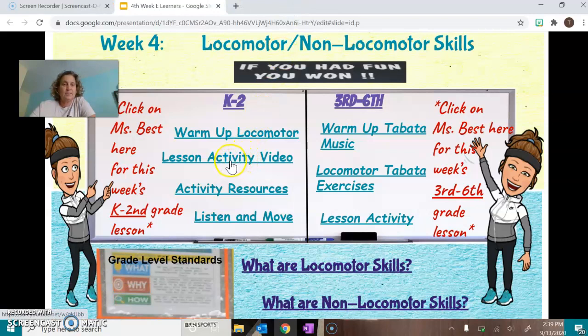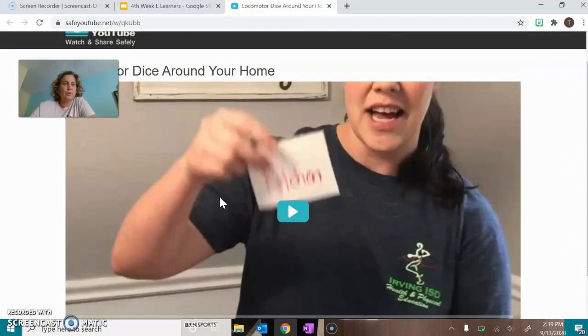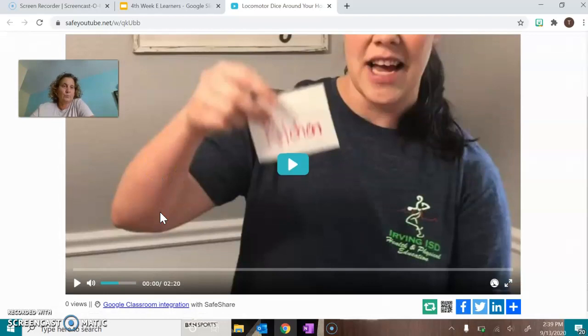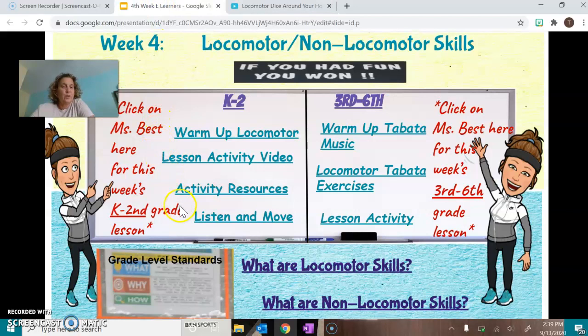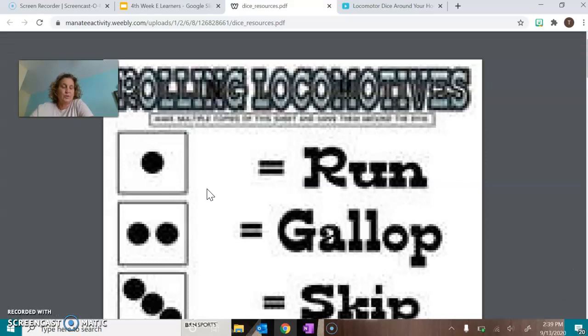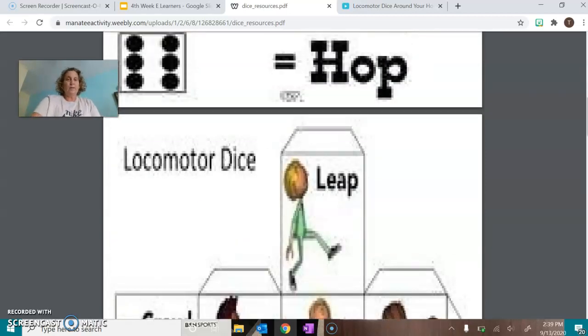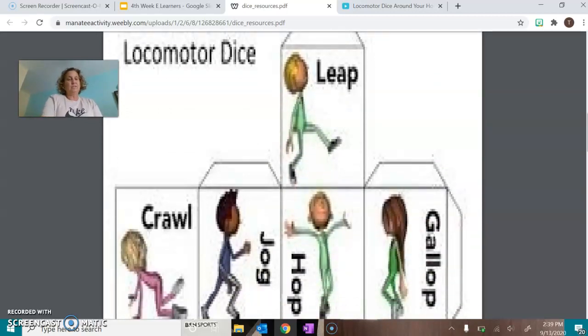So your activity today is you're going to watch this video on how to play the game Locomotor Dice around your home. And then after you watch the video, you have some resources that you can use. So here's your resources. If you want to use this one, you use the dice. And depending on what number you roll, it tells you what movement you're going to make. If you'd like to make a dice using locomotor skills, I provided that to you as well.